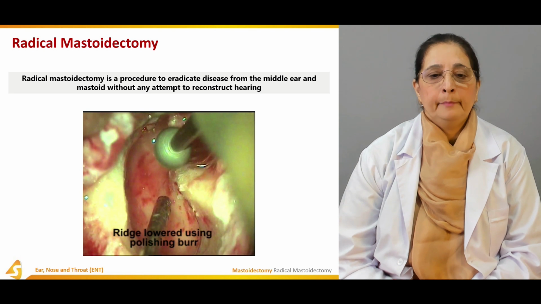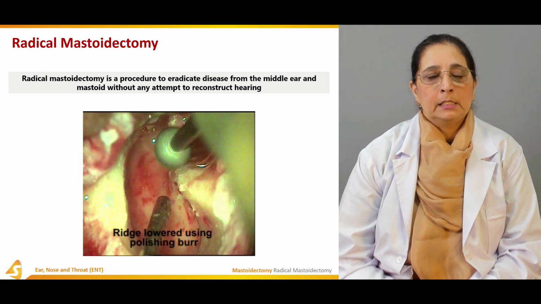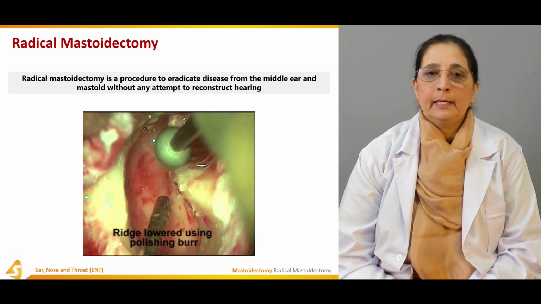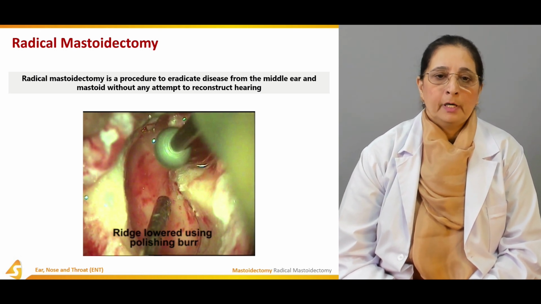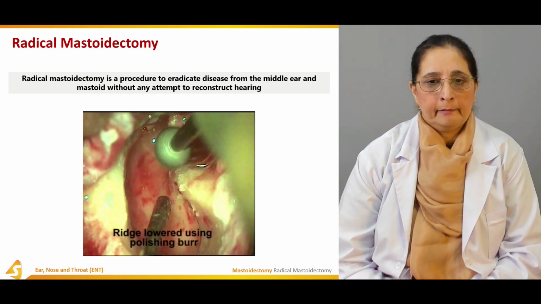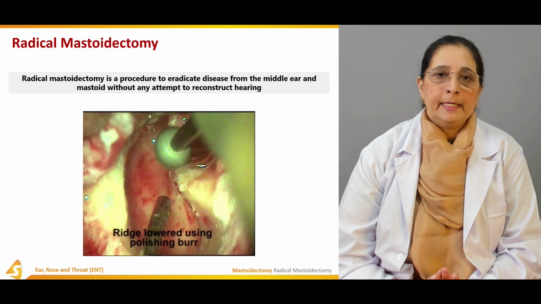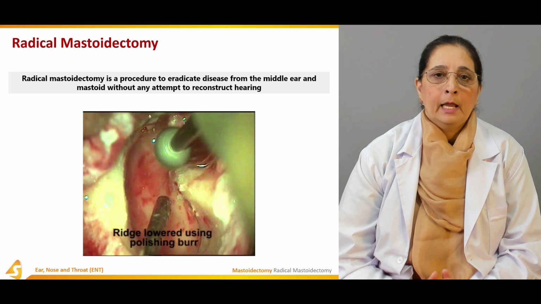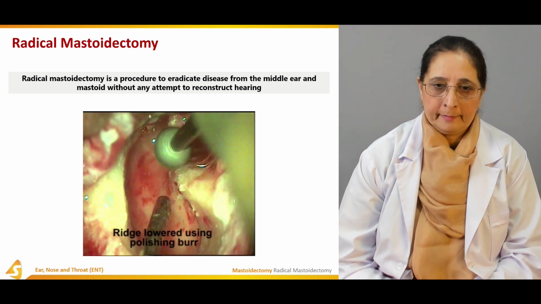So radical mastoidectomy is the procedure to eradicate disease from the middle ear and mastoid without any attempt to reconstruct the hearing. So in this, we eradicate this disease from the middle ear and mastoid, and we do not try to reconstruct the hearing.